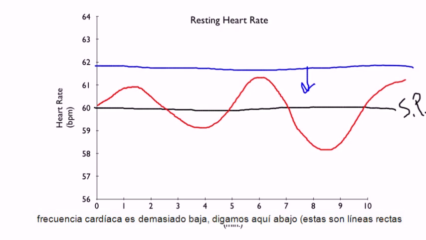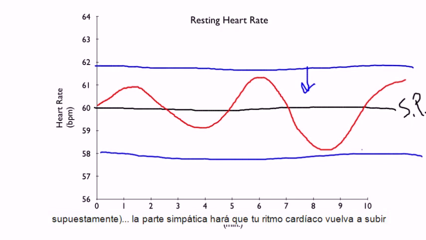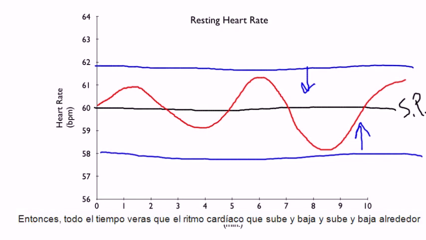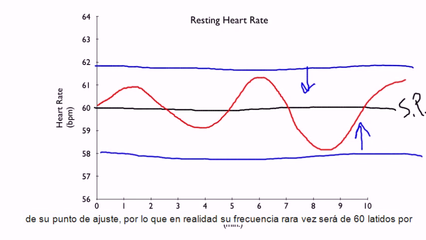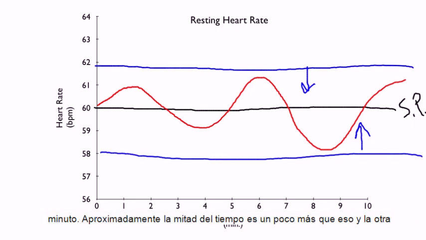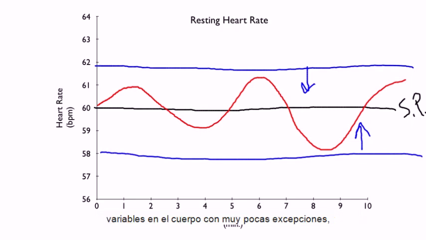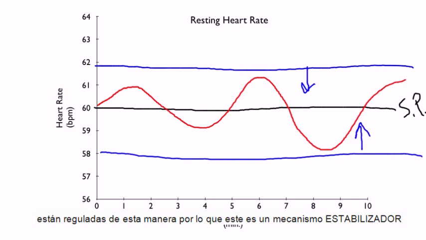On the other hand, if your heart rate gets too low, say down here, right? These are straight lines, supposedly. The sympathetic division will push your heart rate back up. So over time, what you see is the heart rate going up and down around your set point value. So in reality, your heart rate is very rarely 60 beats per minute. About half the time, it's slightly more than that, and half the time, it's slightly less than that. And most variables in the body, with very few exceptions, are regulated this way.